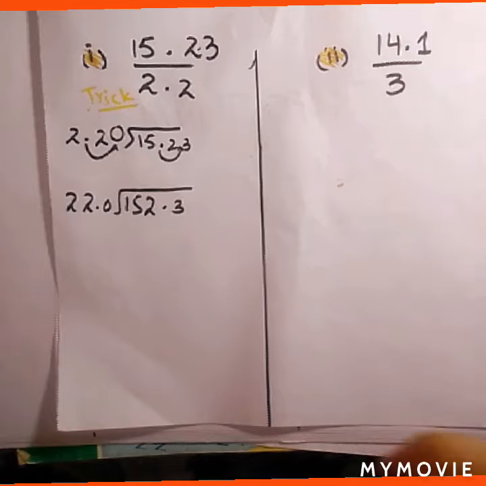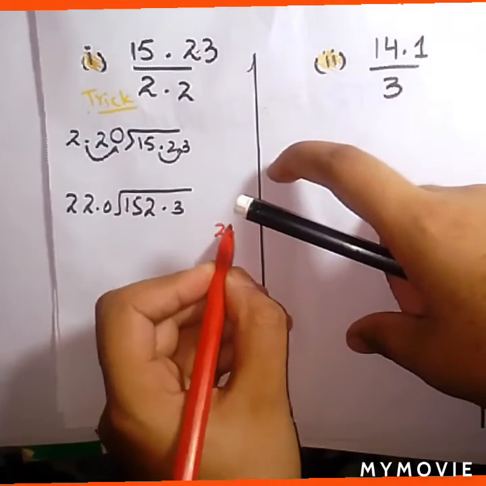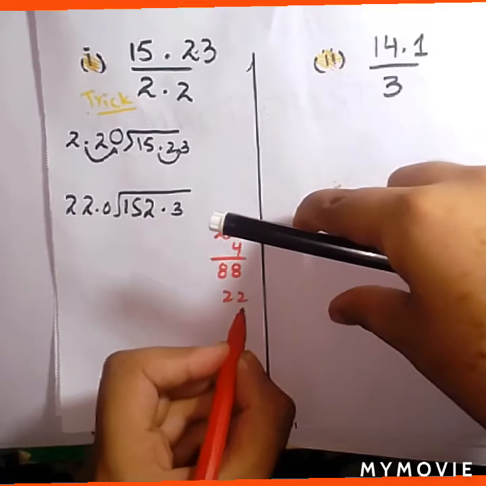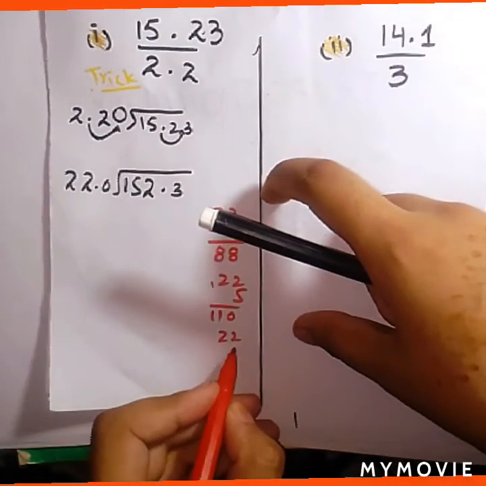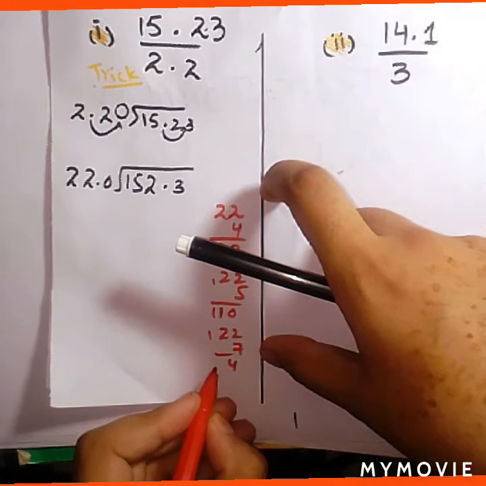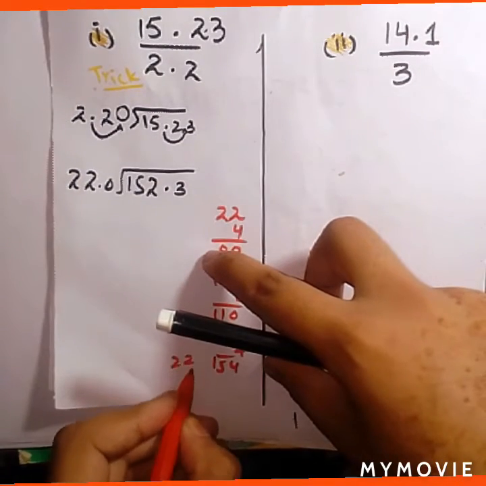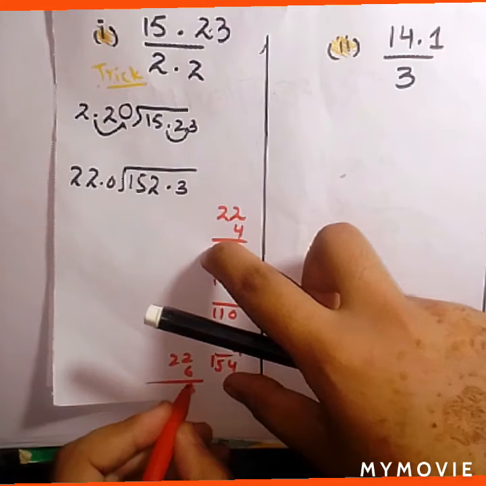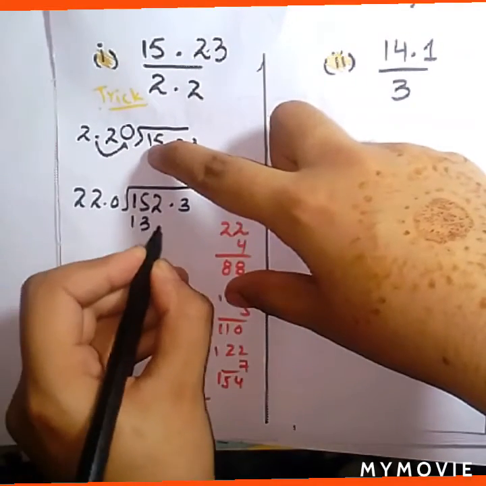Check when 152 comes in the table of 22, or a value less than 152. 22 into 4 is 88. 22 into 5 is 110. 22 into 7, I'm skipping one value: 7 twos are 14, 154. 22 into 7 is a greater value, that's why I am choosing 22 into 6 as the quotient. 6 twos are 12, 132. Now write 132 here.